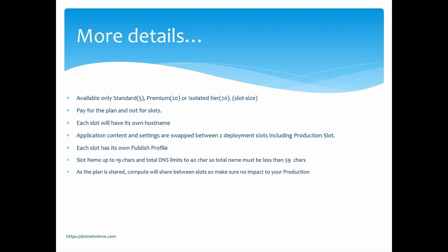Make sure that your slot name is below 19 characters, as the DNS limit is 40 characters. Make sure, including everything, it is less than 59 characters. Since the slots share the same App Service plan, make sure your plan has enough compute power to handle both production and your different deployment slots.